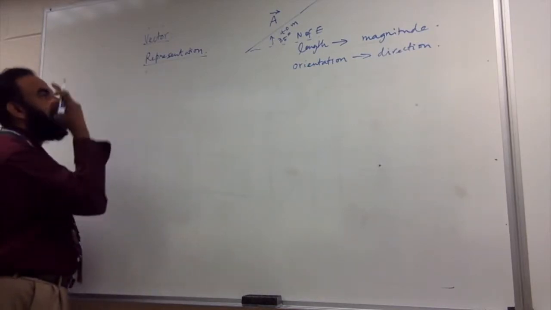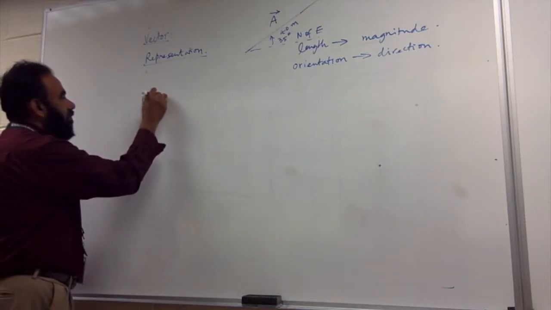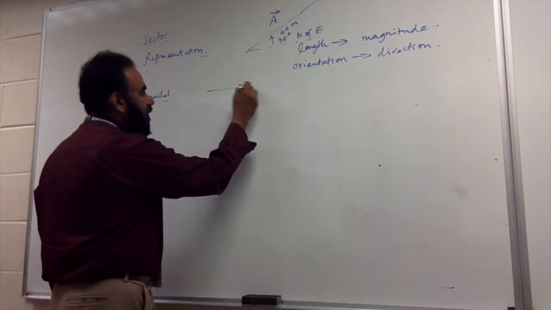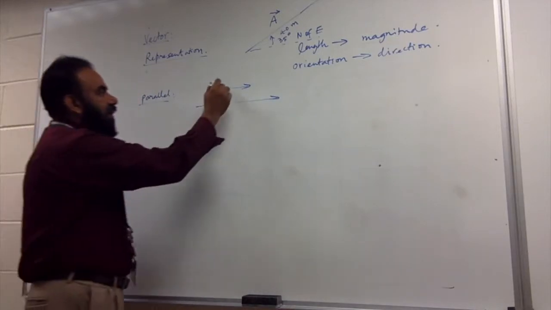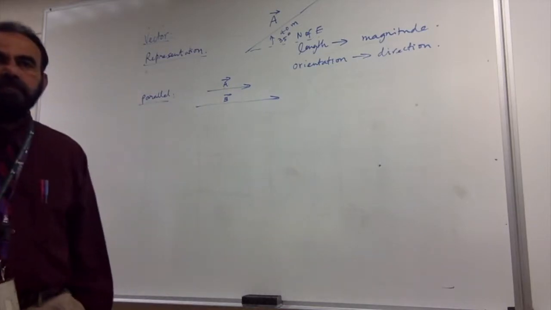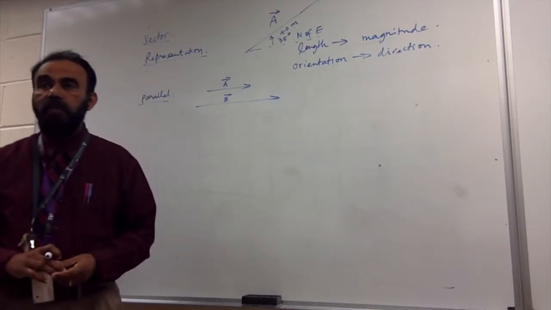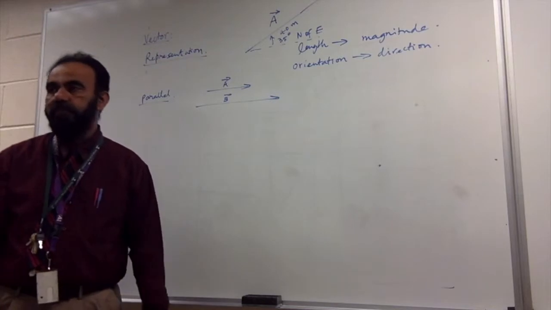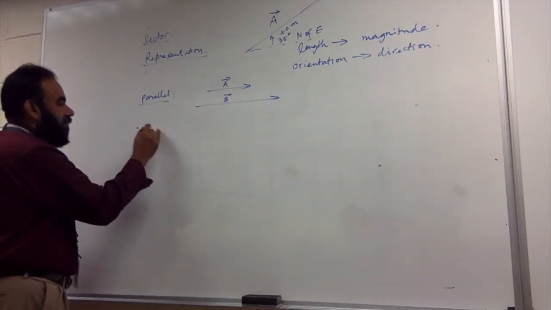And then the different kinds of vectors: parallel vectors. What are parallel vectors? Those that are parallel to each other. So vector A and vector B are parallel to each other. They are in the same direction, that's it. They don't have to be the same magnitude. You can see that this vector is smaller, this vector is larger. So, parallel vectors.